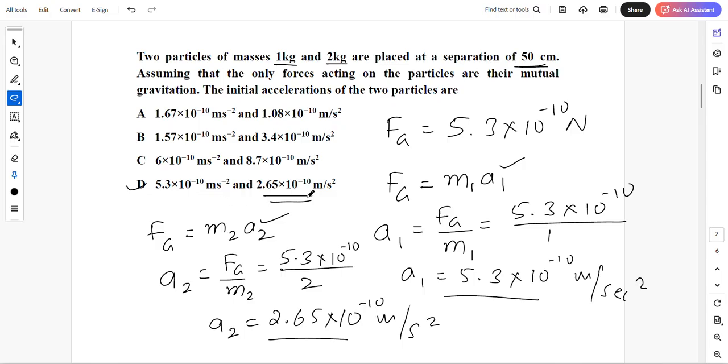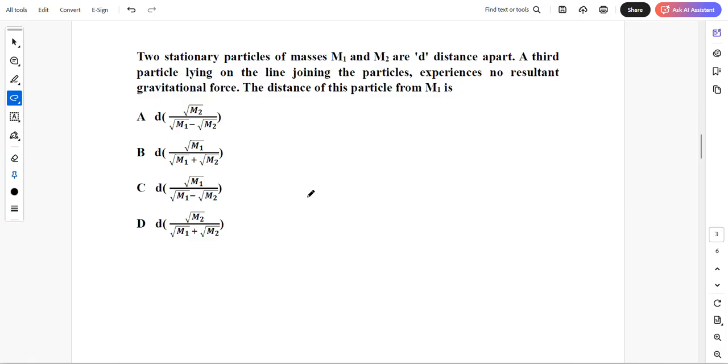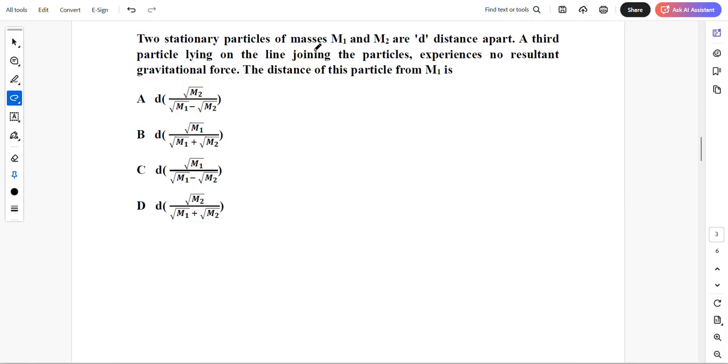Right. Hope you understood the second problem also. Let us do the next problem. It is saying two stationary particles of masses m1 and m2 are d distance apart. A third particle lying on the line joining the particles experiences no resultant gravitational force.